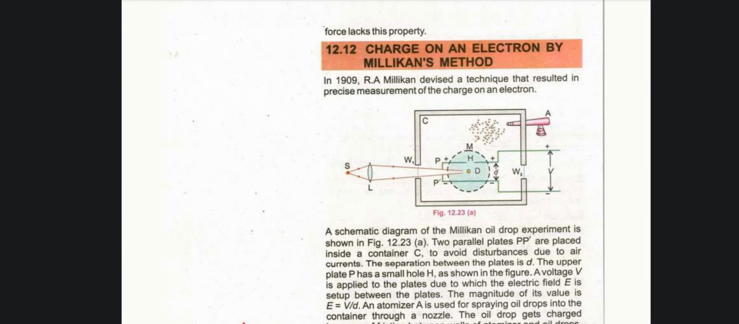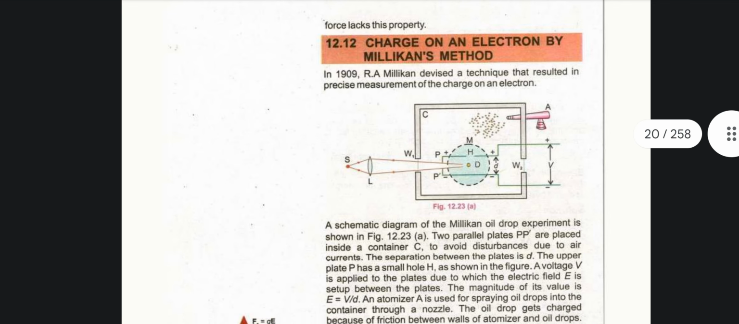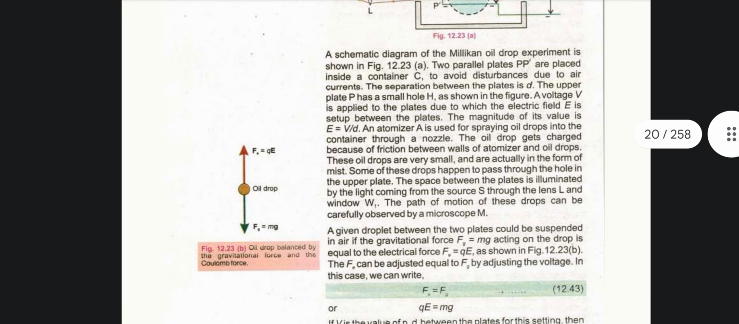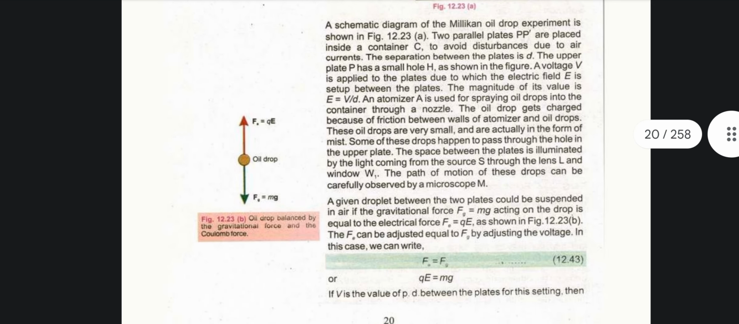Let's see what is the charge on an electron by Millikan's method. In 1909, R.A. Millikan devised a technique that resulted in a precise measurement of the charge on an electron. A schematic diagram of the Millikan oil drop experiment is shown in the figure.